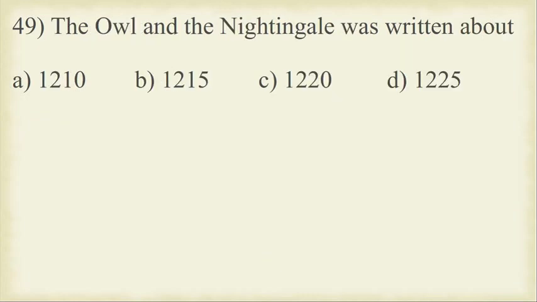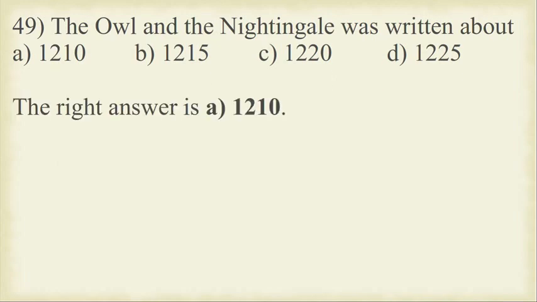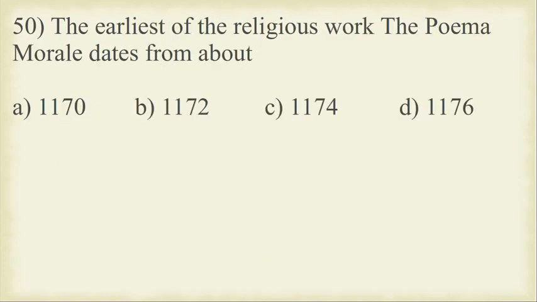Question number 49. The Owl and the Nightingale was written about option A 1210, option B 1215, option C 1220, option D 1225. The right answer is A, 1210.